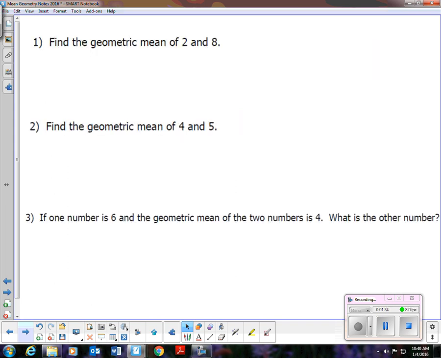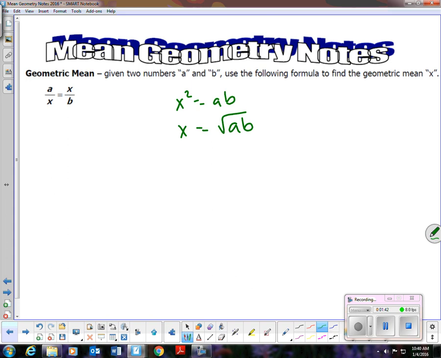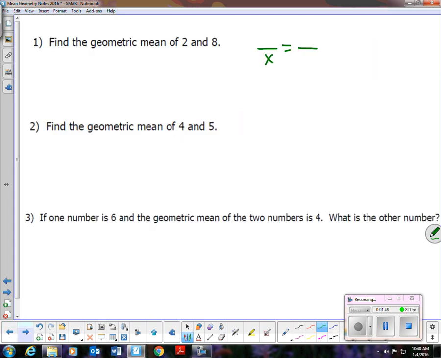So find the geometric mean of 2 and 8. And so here we have our proportion. And remember, if we go backward here, geometric mean was in that spot. So we have x here and here, and our two numbers are 2 and 8. And so this is your proportion. We cross multiply. So x squared equals 16. x is equal to plus or minus 4. And so there we have our correct answer.